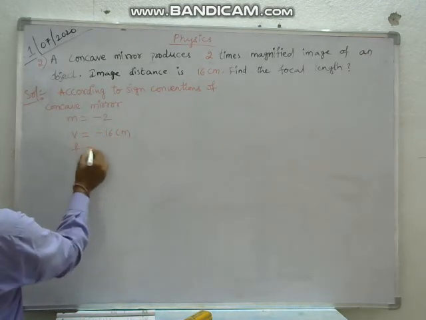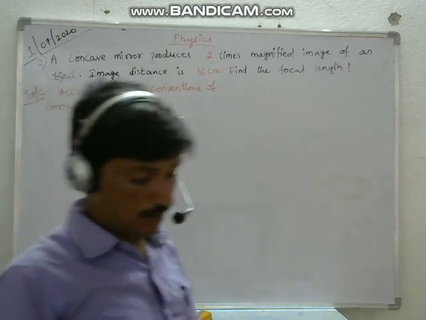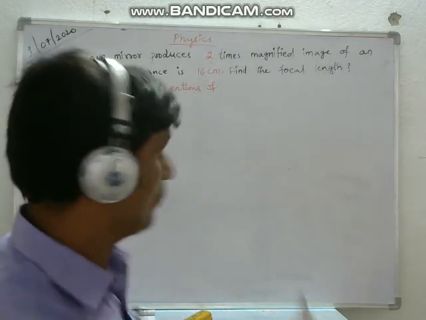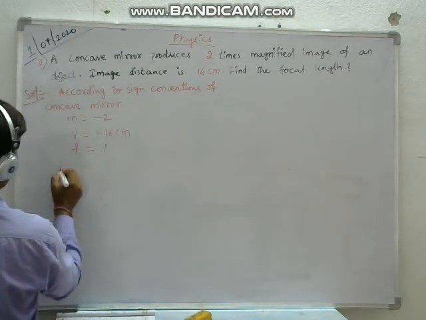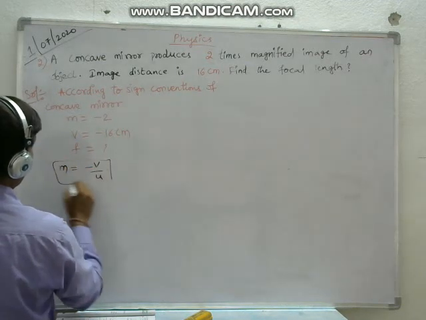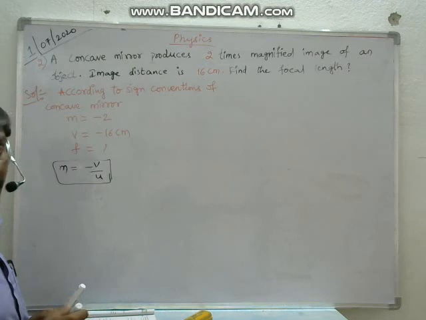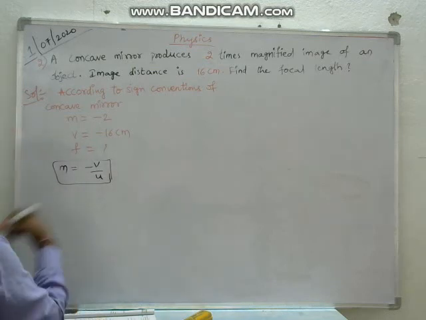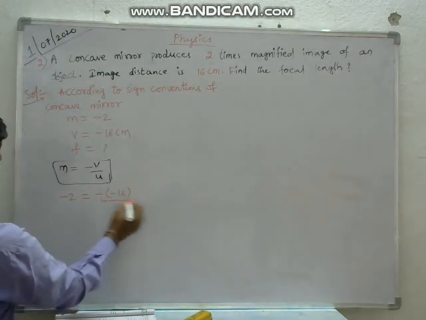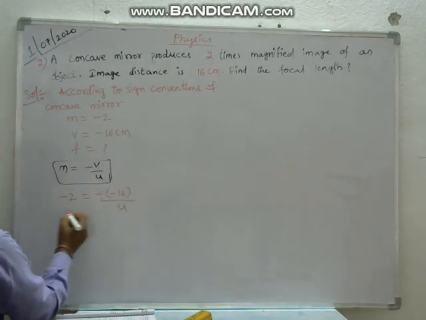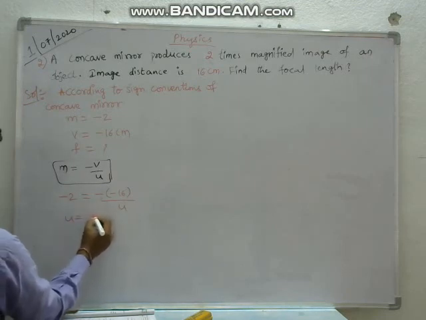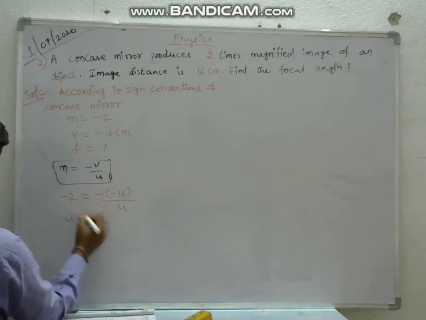We need to find the focal length. According to the given information, m is minus 2 and v is minus 16 centimeter. So by using the magnification principle, m is equal to minus v by u. Here the magnification they gave is minus 2, so minus 2 is equal to minus of minus 16 by u. If you want to know u, then minus into minus plus 16 by minus 2.